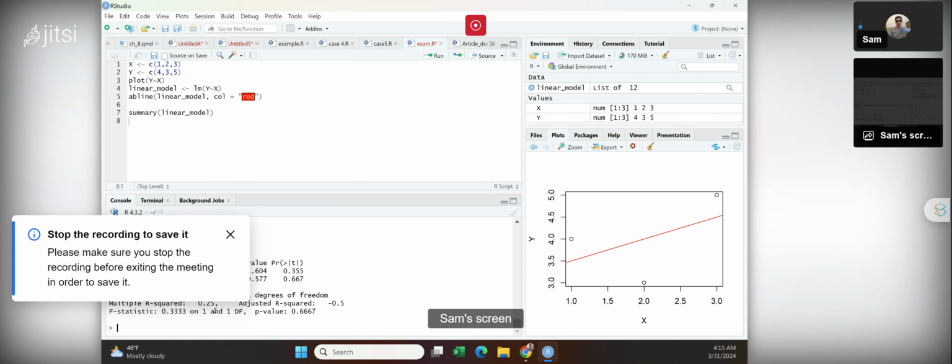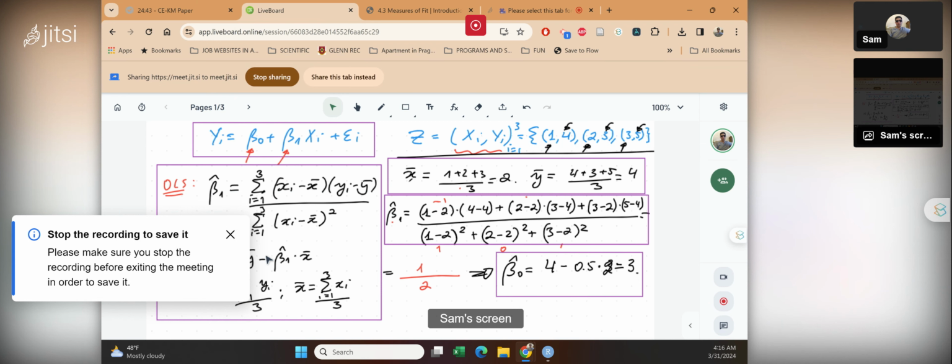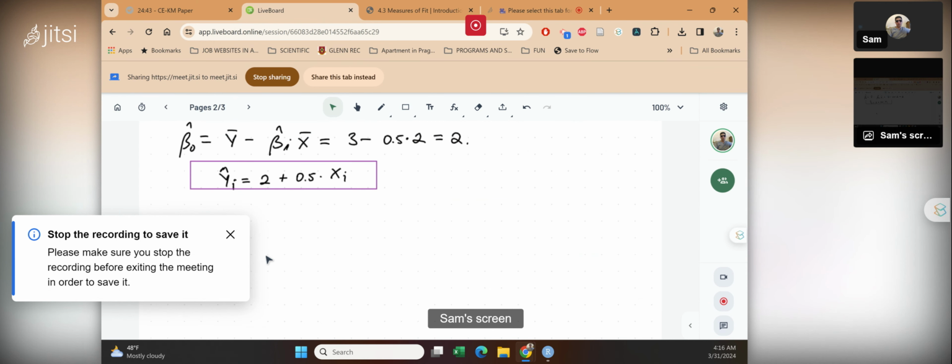So why not delve into these things? Maybe we should start from this, residual standard error. What is this thing? So let me move here.